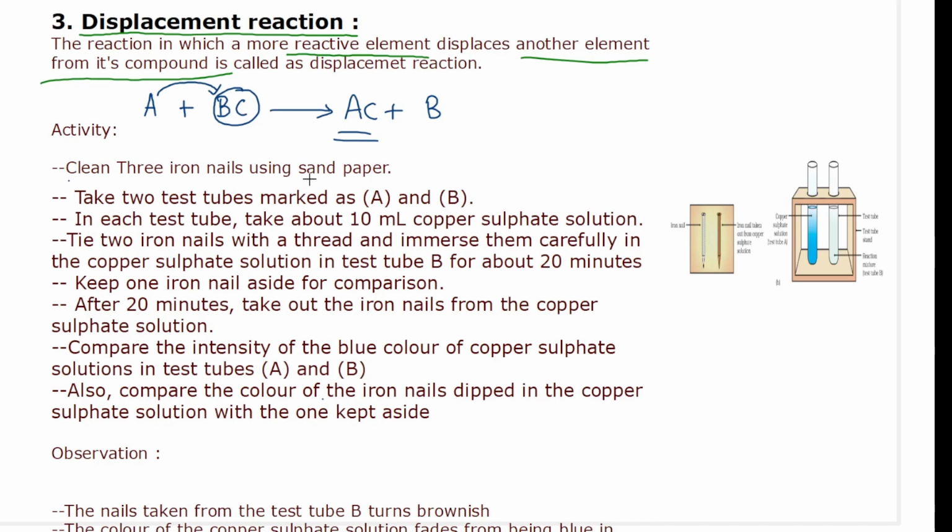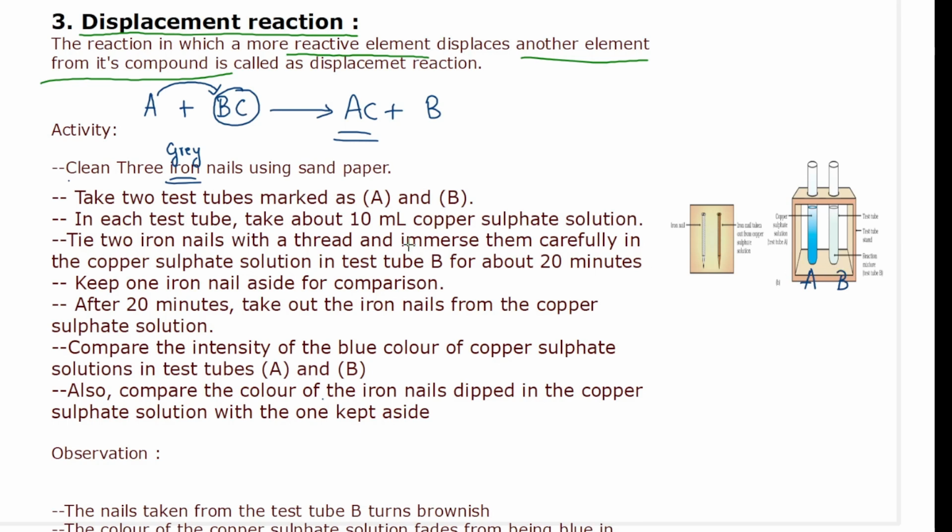Clean 3 iron nails using sandpaper so that the greyish color of the iron is clearly visible, and any impurities on the outer layer are also removed. Iron is grey in color. Yes. Take 2 test tubes marked as A and B. These are the 2 test tubes taken. This is A and this is B.